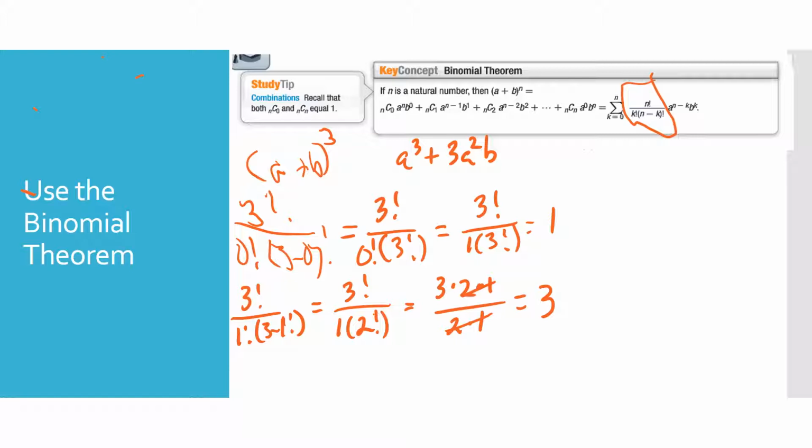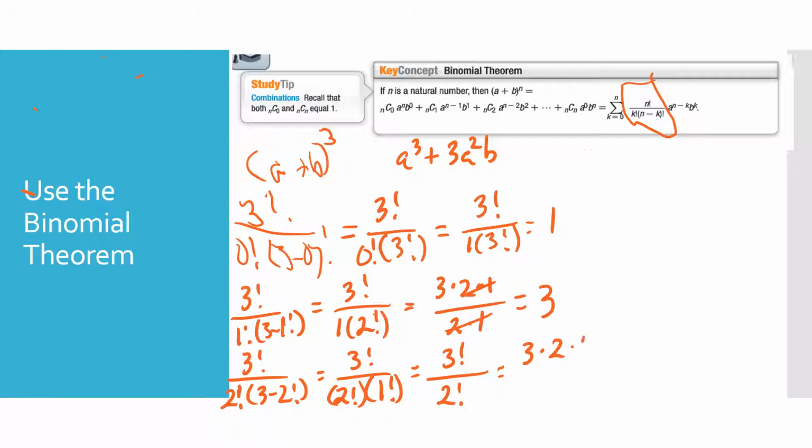Now what about when k is 2? Well, I've got 3 factorial over 2 factorial times 3 minus 2 factorial. So then I've got 3 factorial over 2 factorial times 1 factorial. And that's going to give me 3 factorial over, well, 1 factorial is just 1, so 2 factorial. And again, I've got 3 times 2 times 1, that's 3 factorial, over 2 times 1. The 2 times 1 are going to cancel, and I've got 3. And now I've got plus 3ab squared.